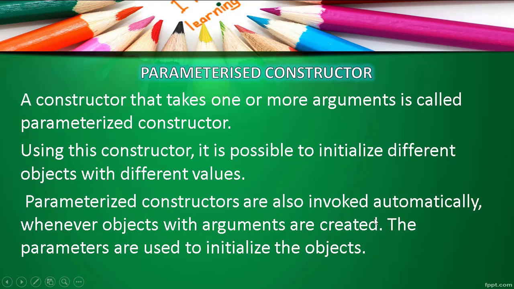Parameterized constructors are also invoked automatically whenever objects with arguments are created. As soon as an object is created, the parameterized constructor will get invoked automatically. The parameterized constructors are used to initialize the objects. So you can give a equal to 20, b equal to 30. You can give the values for the parameters, and we use the parameters because we have to initialize the objects.